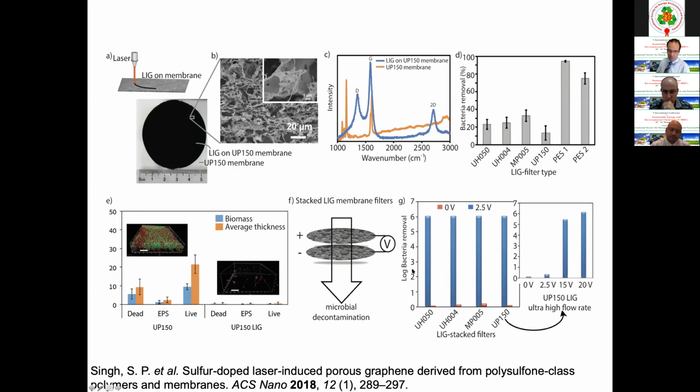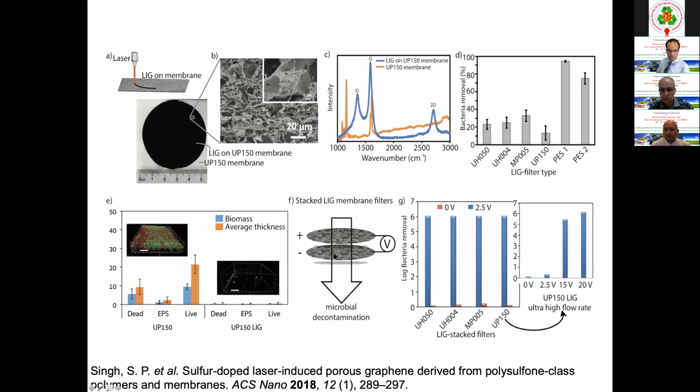So we use a 6 log of bacteria, and with 2.5 volts, we get 6 log bacteria removal. And this was at a low flow rate. When you do an ultra high flow rate, all we have to do is increase the voltage to get killing up to 6 log removal.